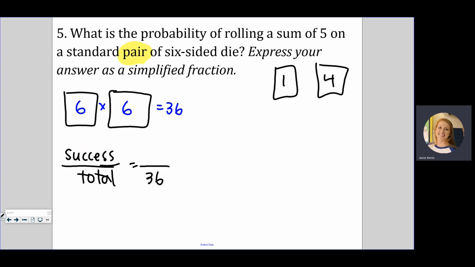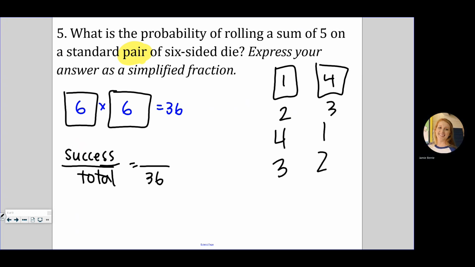2 and 3. Now these dice are unique, so you also have to consider the opposite. So a 4 and a 1 and a 3 and a 2. What about, can I roll a 5 and a 0? No, there's no 0 on a dice. All right, so there's nothing else that adds to 5, right? Y'all think of anything else?